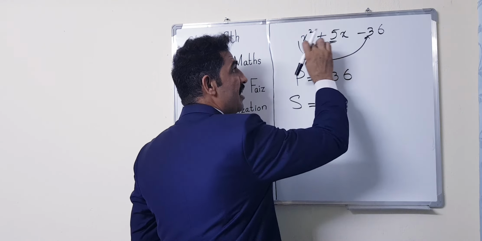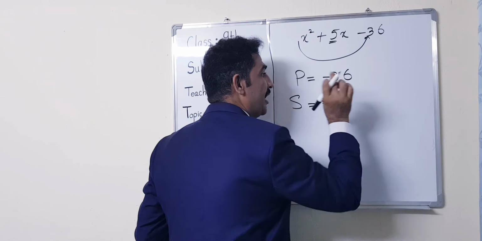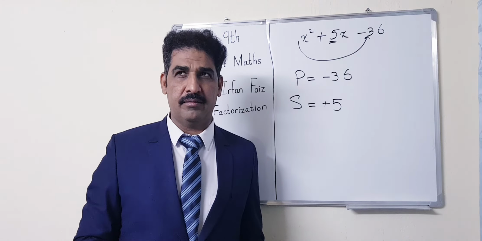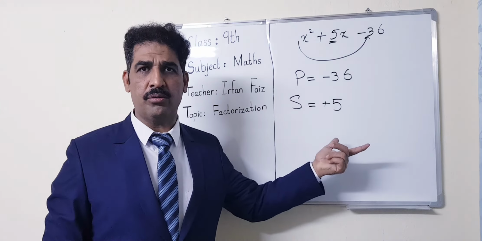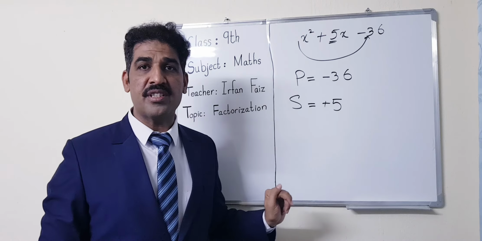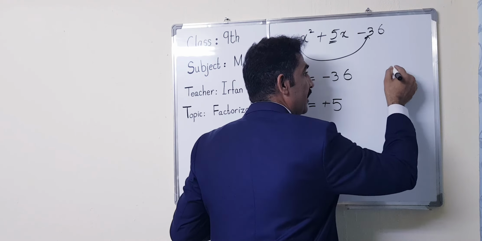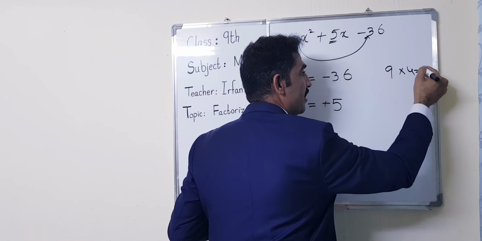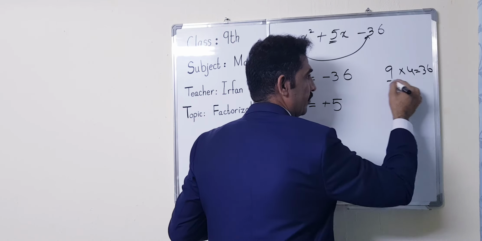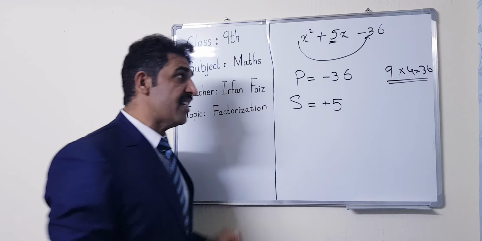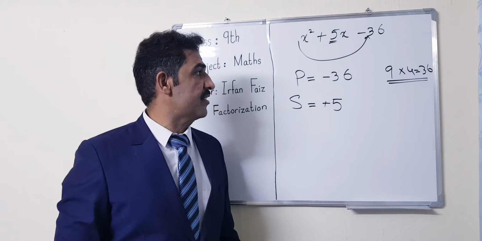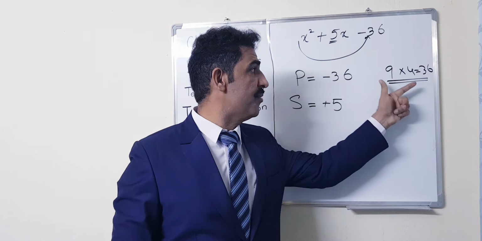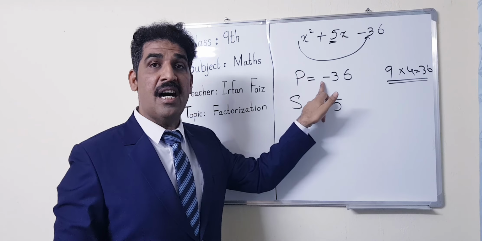Think about what numbers, when we multiply them together, give the answer 36. 8 fours are 32, not suitable. 9 fours are 36. See this, 9 multiplied by 4, what do we get? 36, right? But what is the difference between the previous question and this question? In the previous question, we took both terms positive, because we needed the product to be positive.